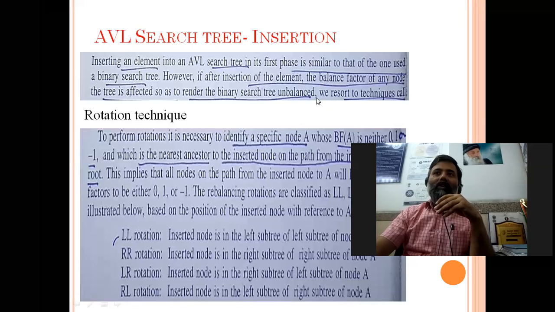So to make it balanced again, we use a technique, and this technique is known as rotation technique. I will discuss this rotation technique in our next video. There are four types of rotation techniques: LL, RR, LR, and RL in respect of the insertion in AVL search tree.